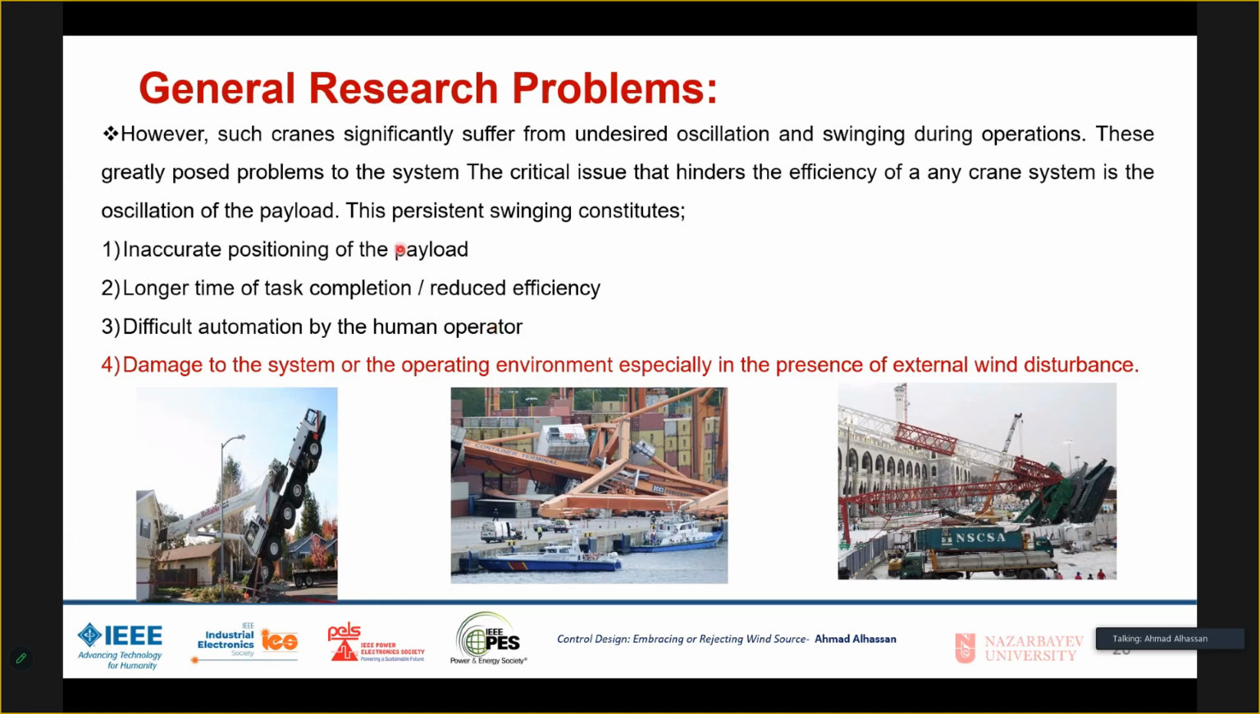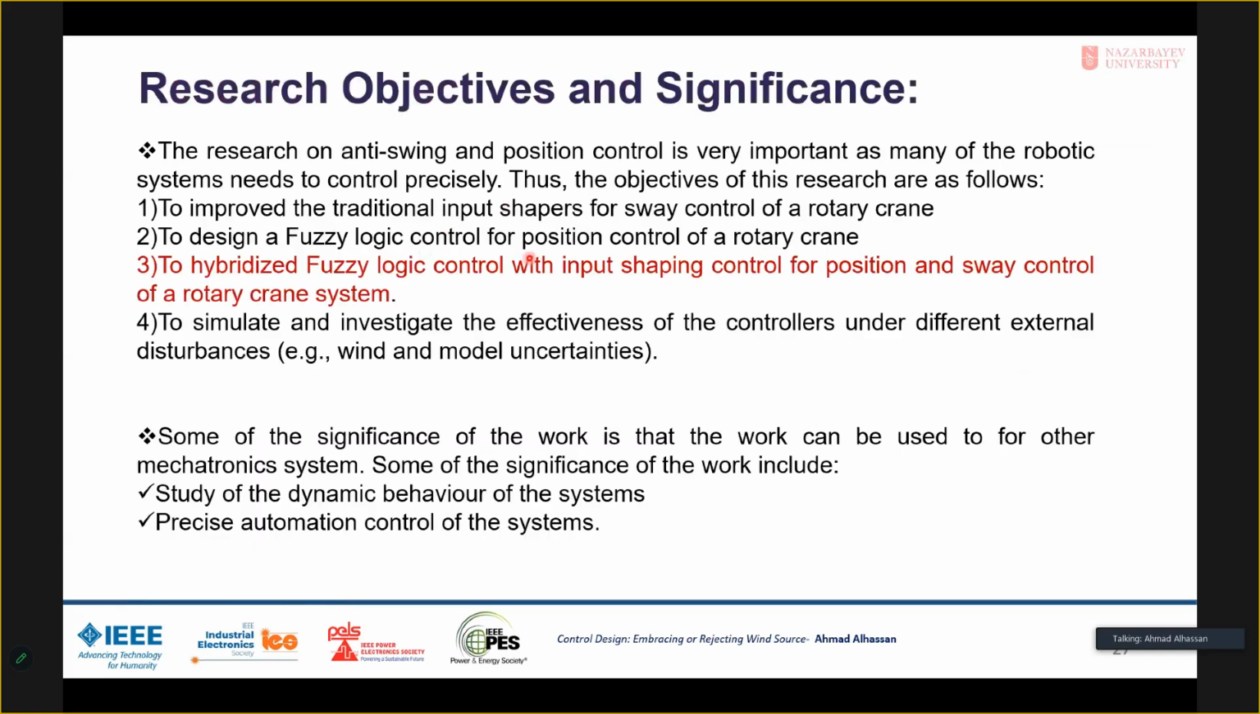So the main thing is the problems. If this swinging persists, the load will be difficult to position. It will take time for the operators to move goods from one point to another, and it will also reduce the efficiency. So there are many methods that can be used to control. There are open loop control, feed forward control, and feedback, as I discussed earlier. But the main thing now is these uncertainties and the wind disturbance, we need to take care of them.